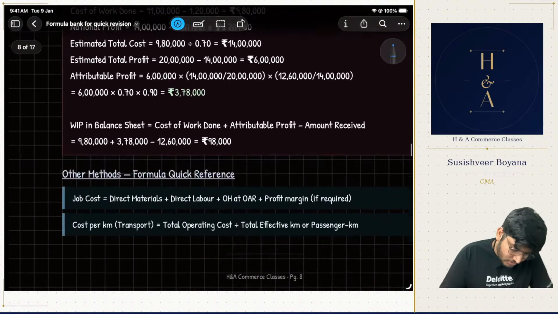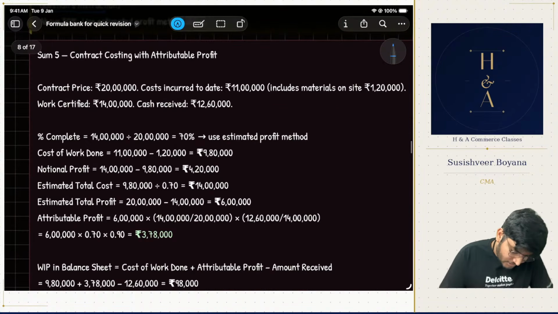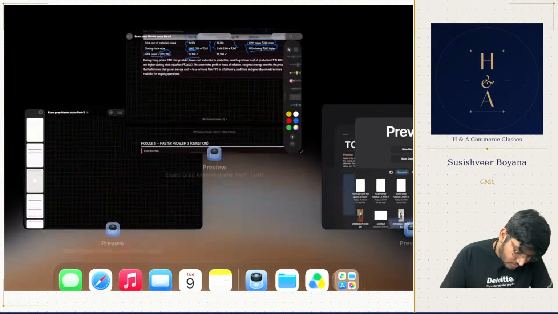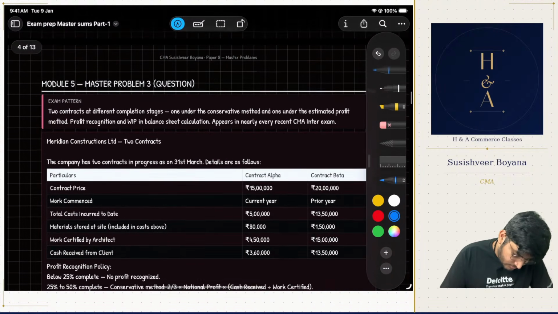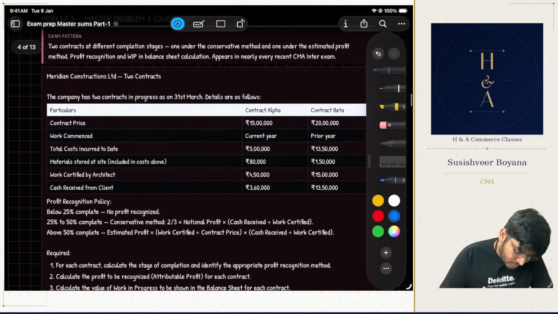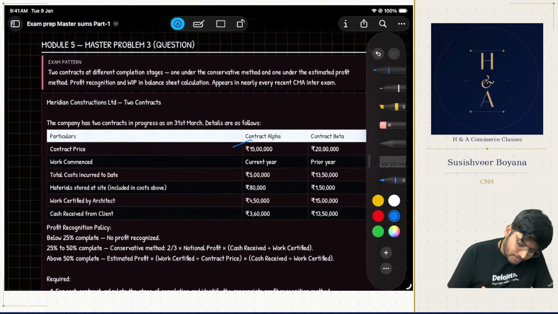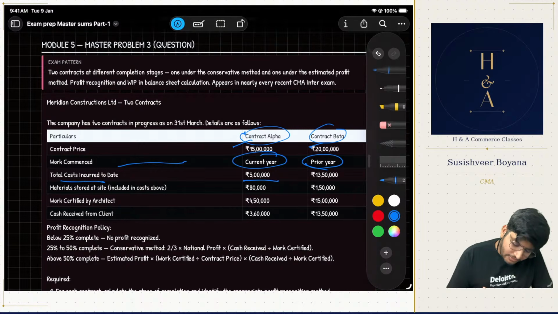So ideally, how does the question give it, sir? It mentions it. Let's see if I can find it. Oh, yeah, there you go. This is how our question is. Contract price between two contracts. Work commenced, this is the previous year. Cost incurred till date 5 lakhs, 13 lakh 50. Materials at store included in the above cost. See, materials still on site means they are not utilized, which means we have to reduce these. Work certified by architect. Cash received from client.